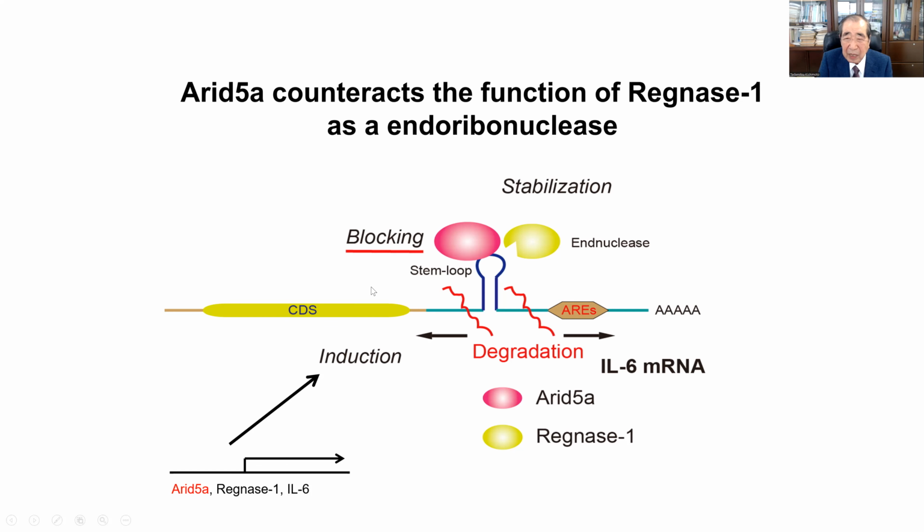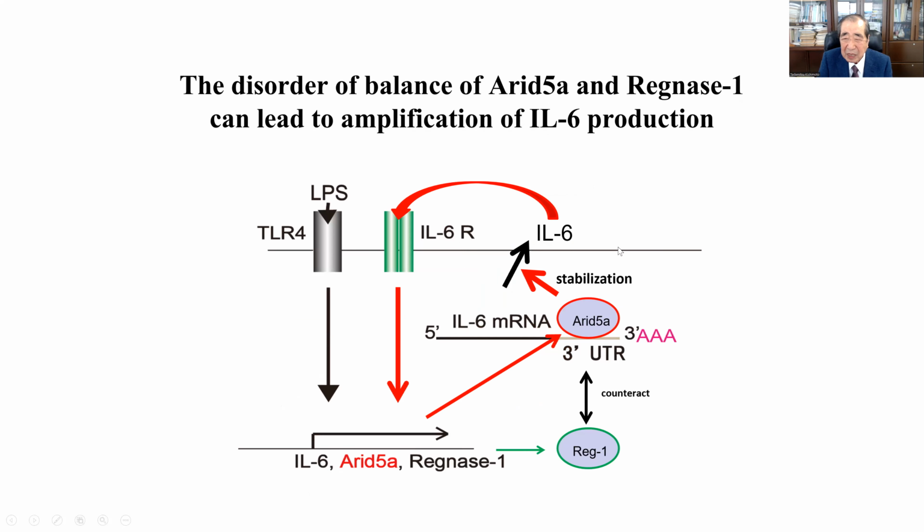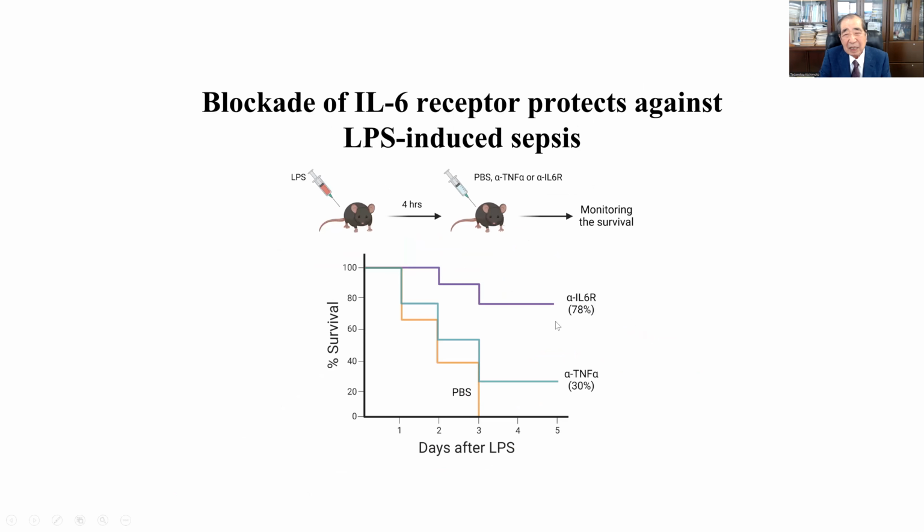And if ARID5A increases by certain inflammatory signals, then the IL-6 messenger RNA 3' UTR is stabilized, and there is more IL-6 production and IL-6 receptor signals, and this positive signal causes overproduction of IL-6. And IL-6 overproduction induces the so-called cytokine storm.